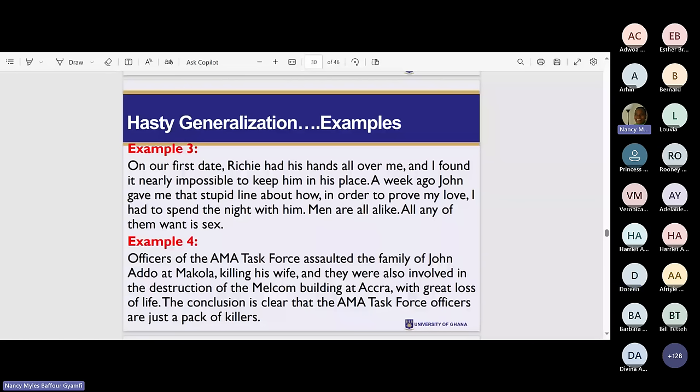Thank you very much. The hasty generalization is committed at "men are all alike." Listen, from two scenarios, you are concluding about all men. And that is the problem. You are in a haste to generalize.